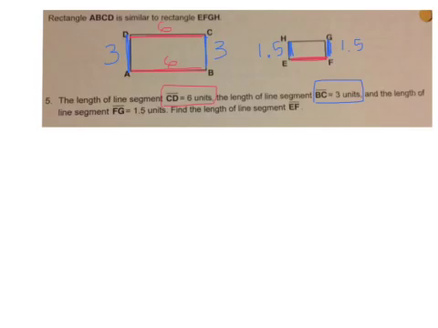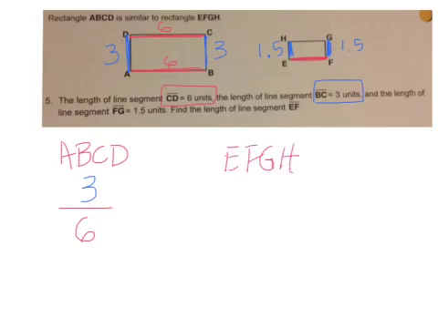Now, if you take a look, some of you may be already recognizing what's happening. If you look at rectangle ABCD, the side is 3 and the bottom is 6. If you look at the other rectangle, rectangle EFGH, the side is 1.5 and the bottom is where we don't know. We're trying to figure out how long this bottom piece is.